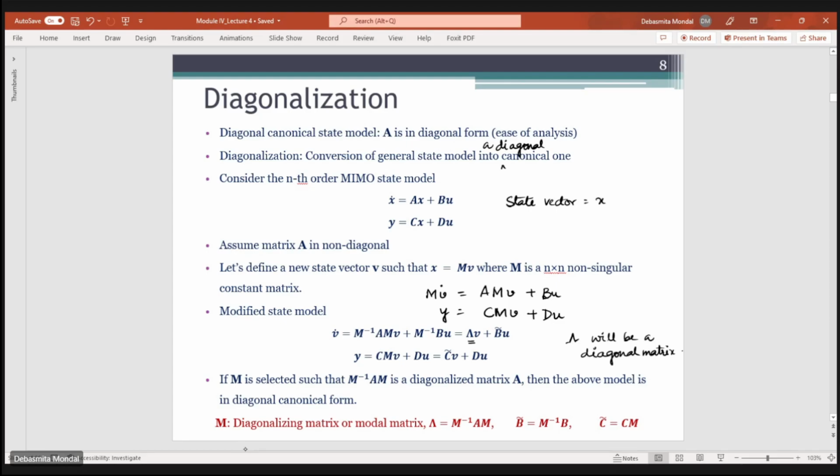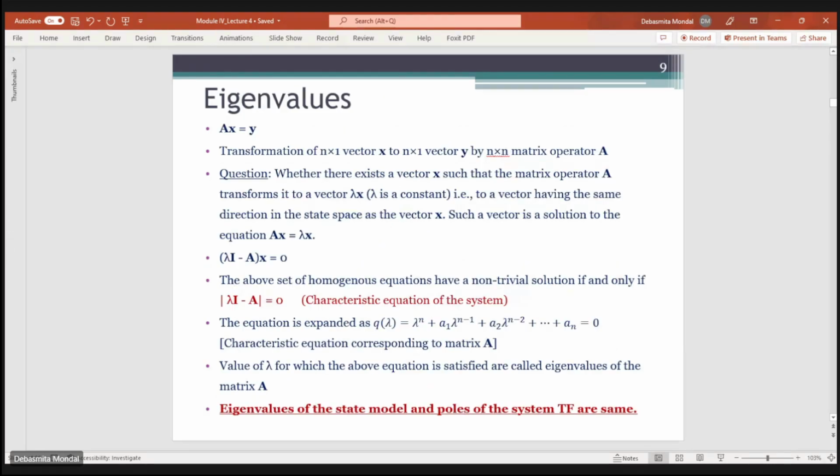Similarly, B is equal to M inverse B, and the modified C is equal to C into M. So if you want to transform a non-diagonal matrix into a diagonal one, you have to find out the value of this matrix M, which is the diagonalizing or modal matrix.